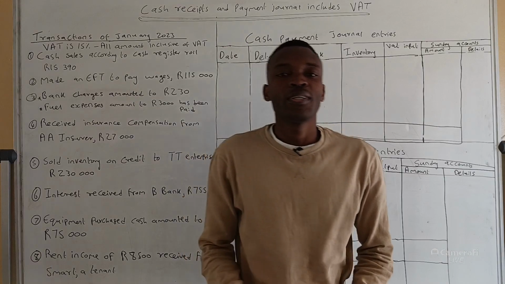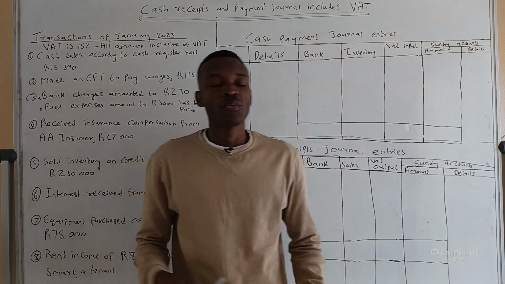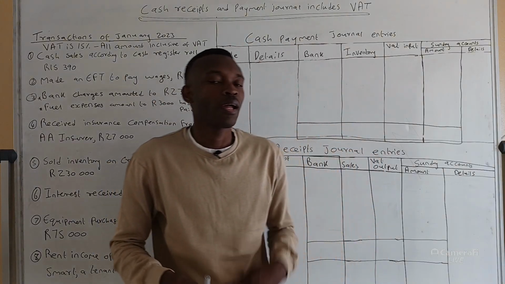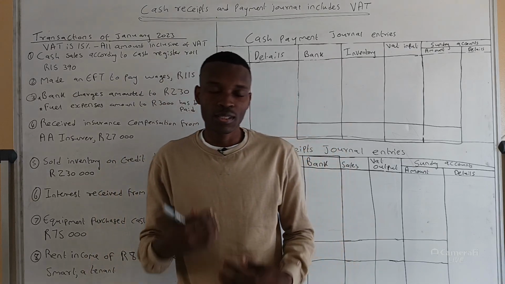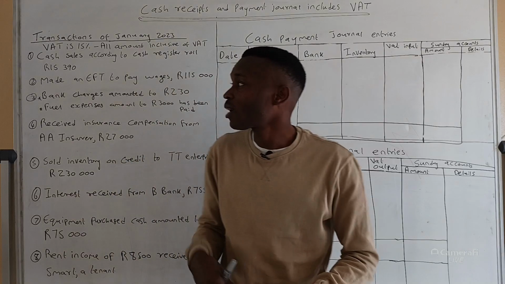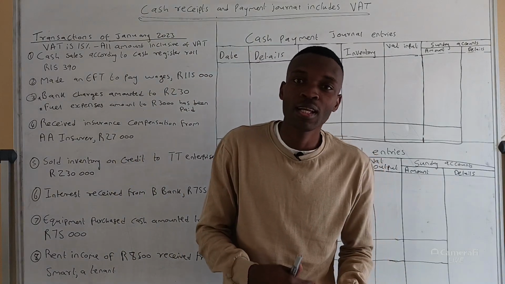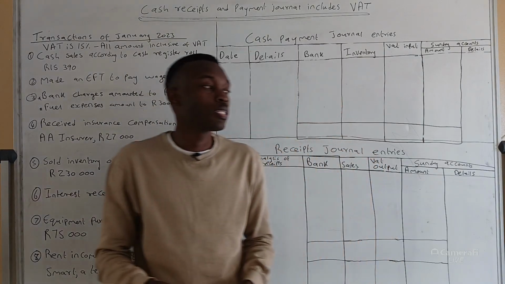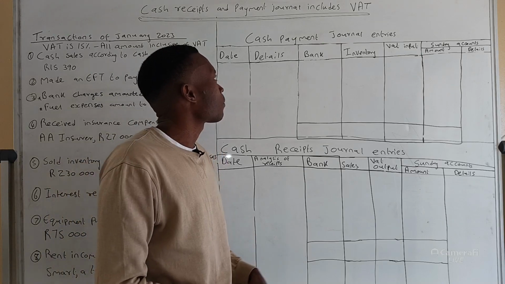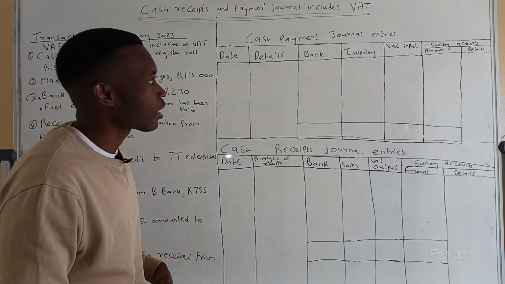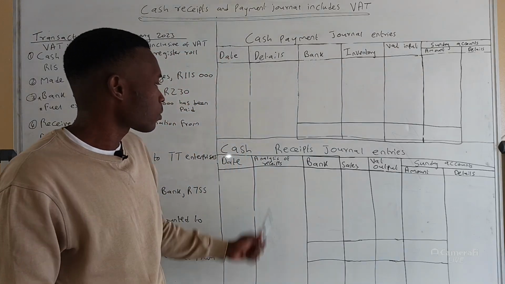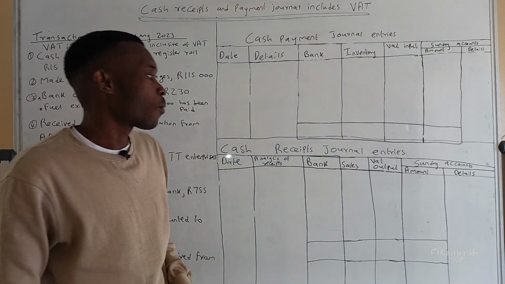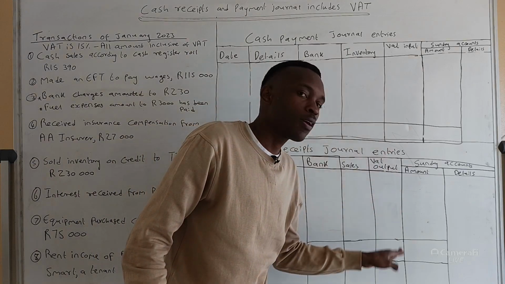Okay guys, so in today's video we are going to do our continuation under a cash receipt as well as cash payment journals. In this video we are going to cover a cash receipt and cash payment journal that has included a VAT. Remember, when we prepare a cash payment journal we have to calculate a VAT input, as well as when we calculate a cash receipt journal we also have to calculate a VAT output.